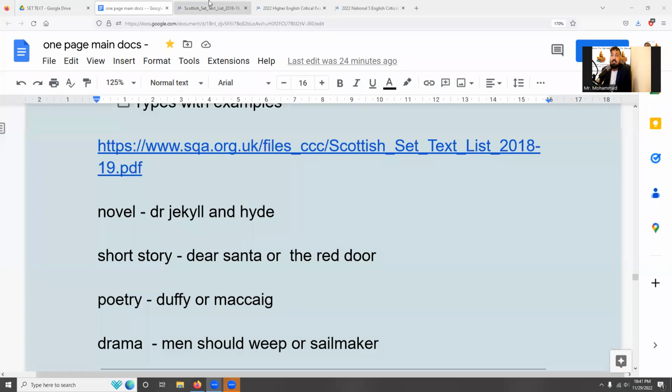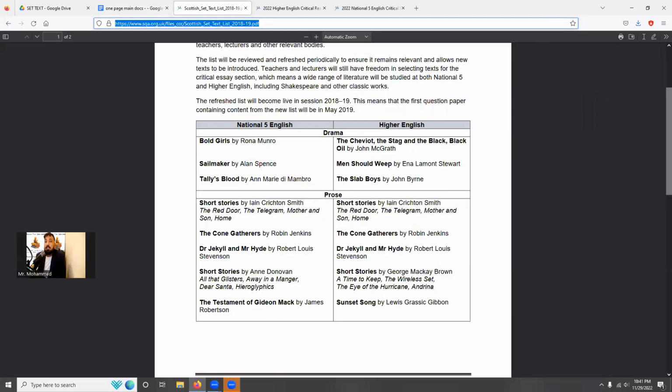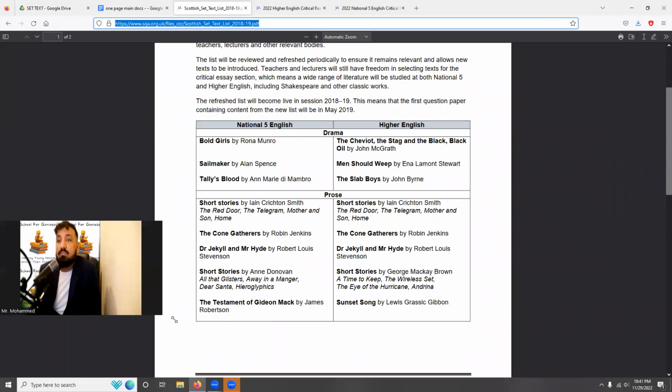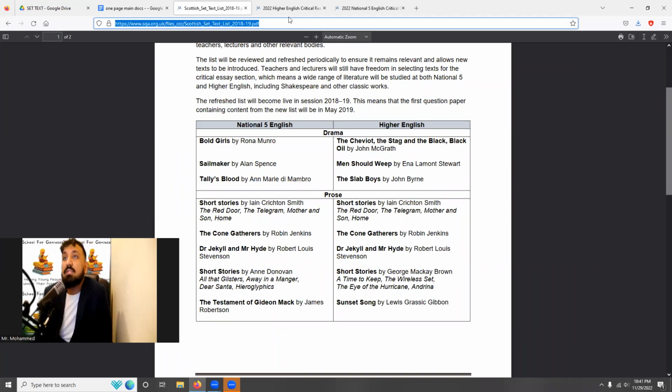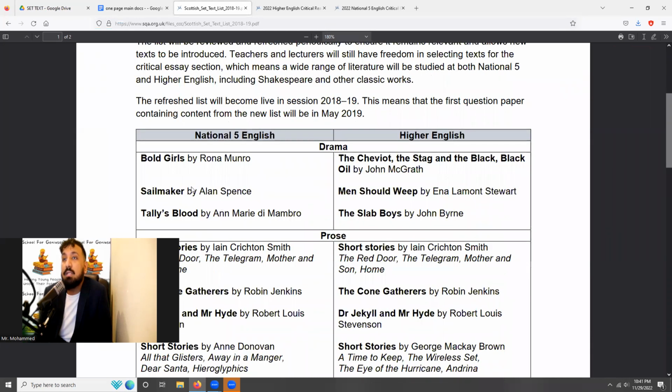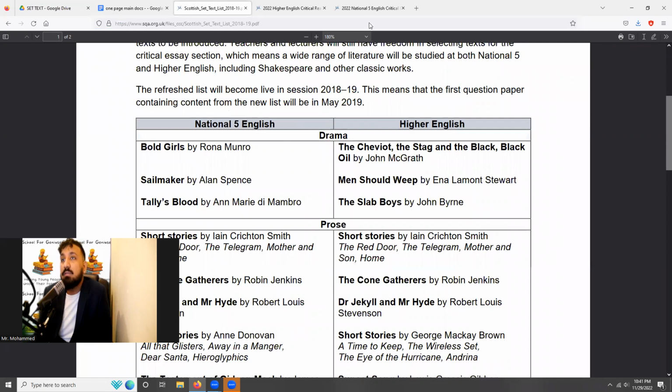Okay, welcome back. So now what we're going to do is look at the different types of Scottish texts that you will currently be studying. When it comes to the Scottish text exam, there are essentially four different types of text that you could study. Okay. And we've got a list of the texts that you could study. So you're going to be studying one of these texts.